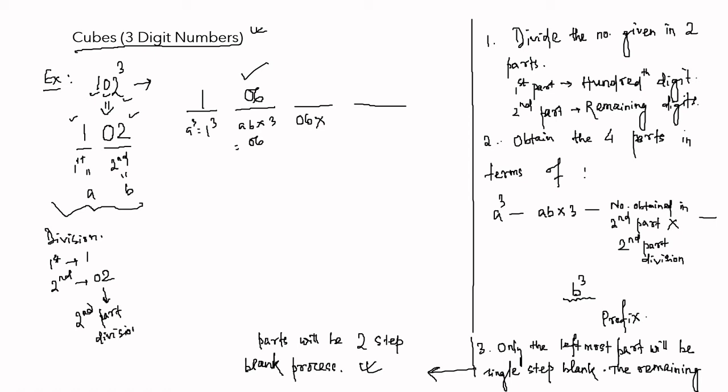We'll solve more problems up ahead in which you will get clarified better. So again, number obtained in second part is 06 multiplied by the second part division. Second part division is 02. So the result obtained is 12. 12 is already a 2-digit number, so no need to add any prefix. The last part is just simply B cube, that is the cube of 02, that is 08. Again remember, only the leftmost part can be a single step blank process, but all these three parts will have to be a two-step blank process.